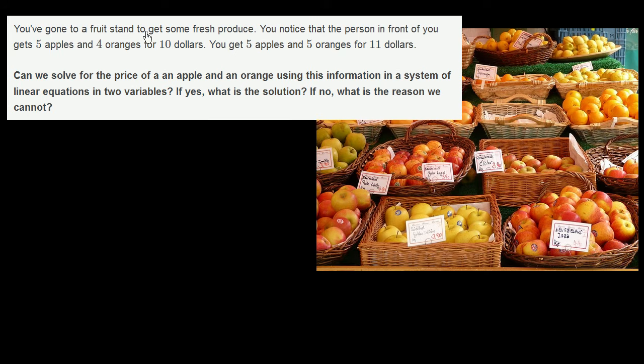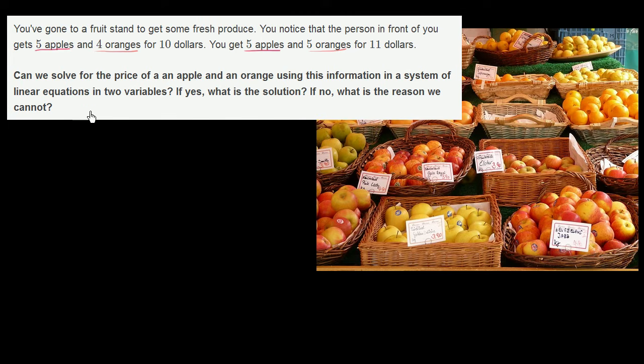You've gone to a fruit stand to get some fresh produce. You notice that the person in front of you gets 5 apples and 4 oranges for $10. You get 5 apples and 5 oranges for $11. Can we solve for the price of an apple and an orange using this information in a system of linear equations in 2 variables? If yes, what is the solution? If no, what is the reason we cannot?